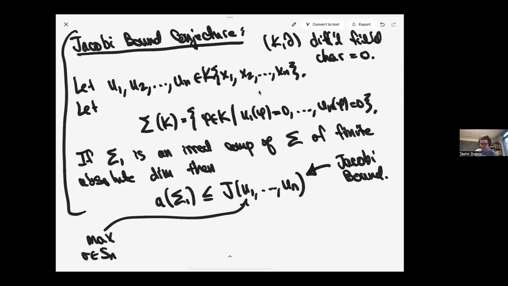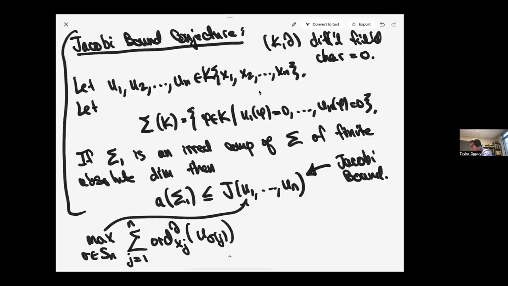And this number is the maximum over all permutations, where we take the sum from j equal to 1 up to n of the order of each equation with respect to each variable. So we kind of mix and match an equation with a variable and take the sum of the orders. Another way to view this is that this is like a tropical determinant of the order matrix, with the max plus. That's another way to remember it. Okay, so this is the Jacobi bound conjecture.